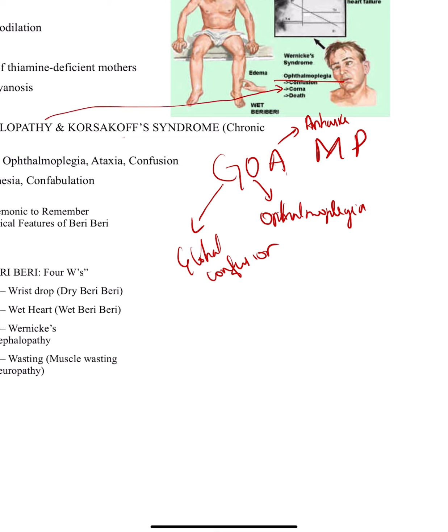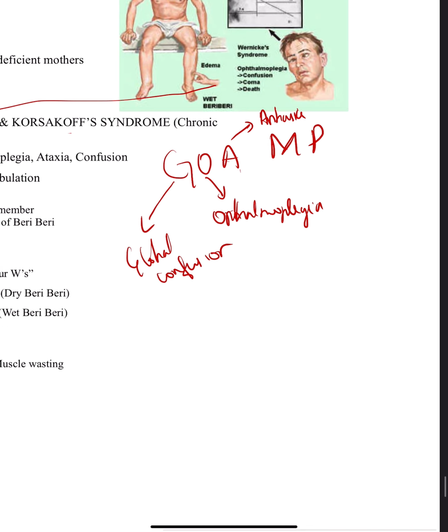You can see here, right? And then M is memory loss, and P stands for psychosis. So remember it this way, okay? So try to correlate with this picture.